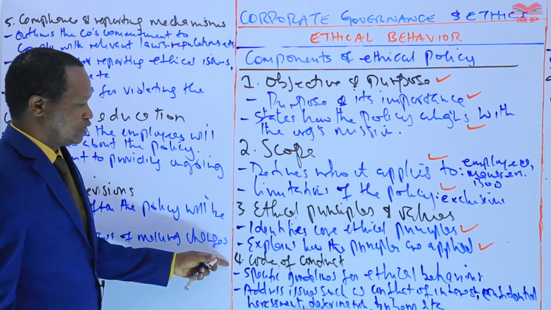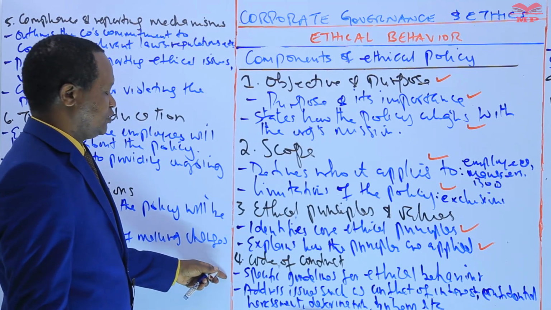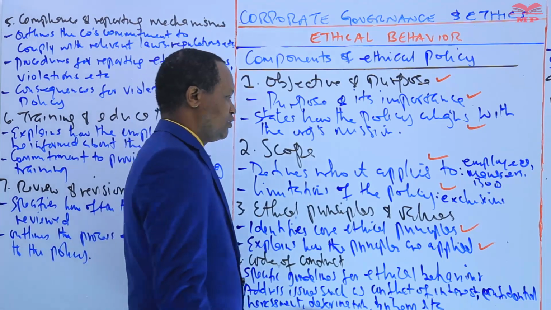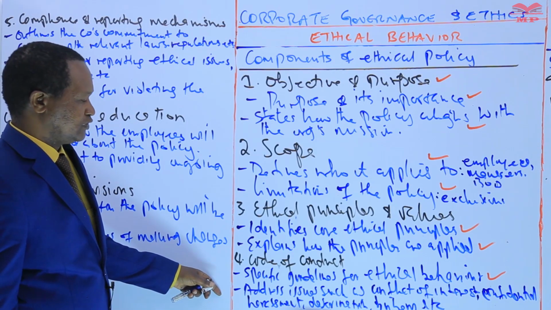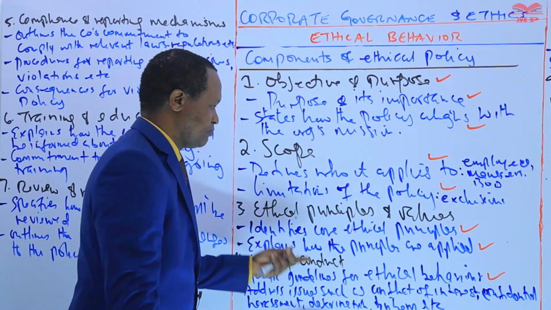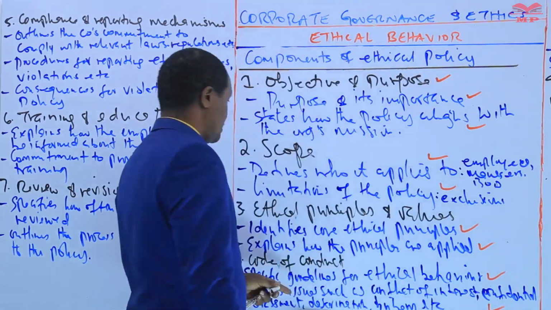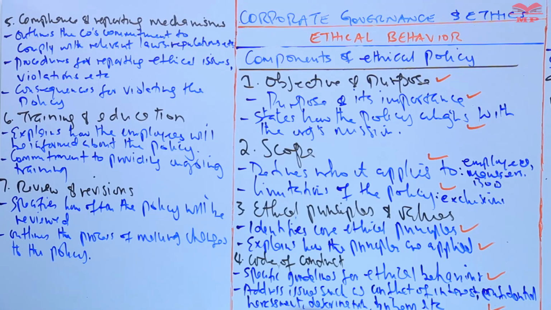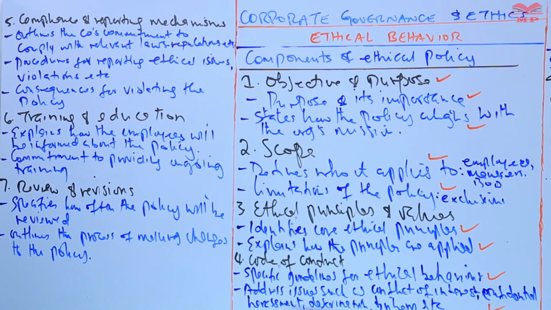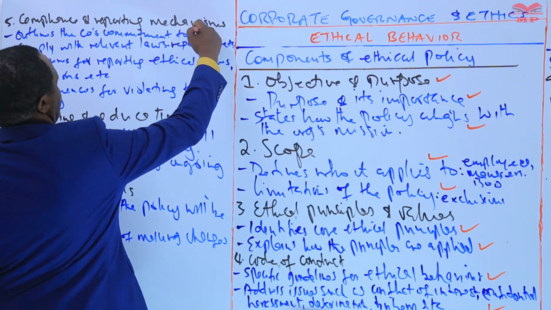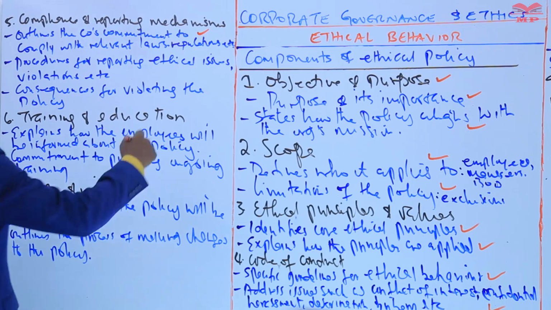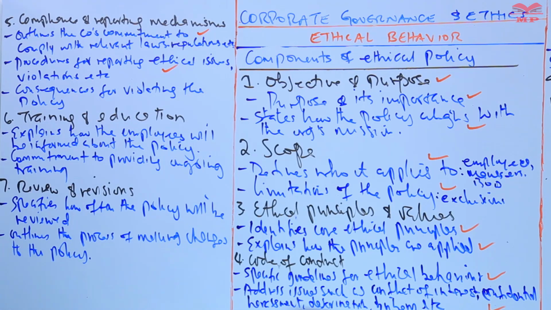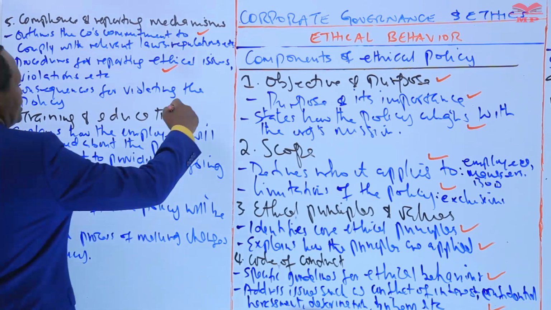The fourth component is the code of conduct, which outlines the specific guidelines for ethical behavior. Under this section, it addresses issues such as conflicts of interest, confidentiality, harassment, discrimination, bribery, corruption, and so on. That is the fourth component. The fifth component is on compliance and reporting mechanisms. The policy should outline the company's commitment to comply with relevant laws and regulations. It outlines the procedures for reporting ethical issues and violations. And there is also a description of consequences for violating the policy.